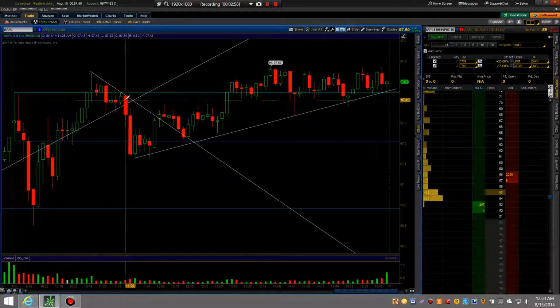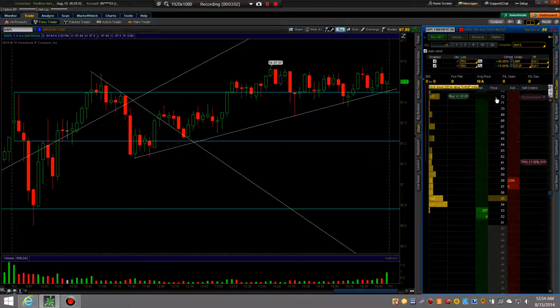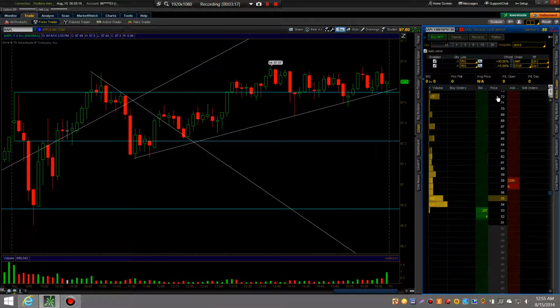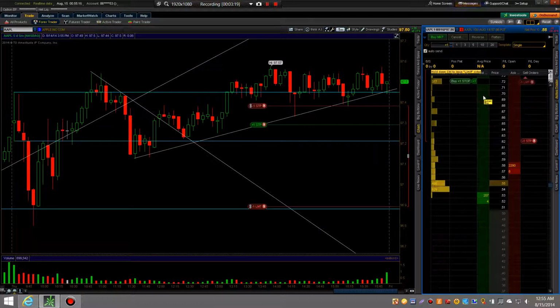So I bought an Apple put. I paid 72 cents, or $72, with a 30/15 ratio. If it goes up 30%, I sell. If it goes down 15%, it sells. So this is what my order looked like today.